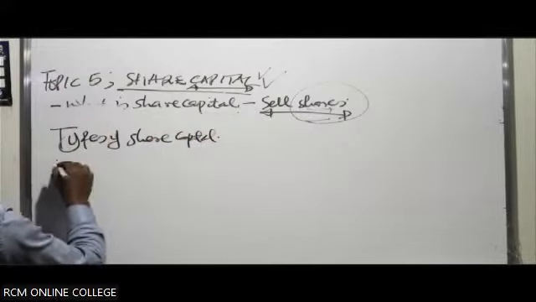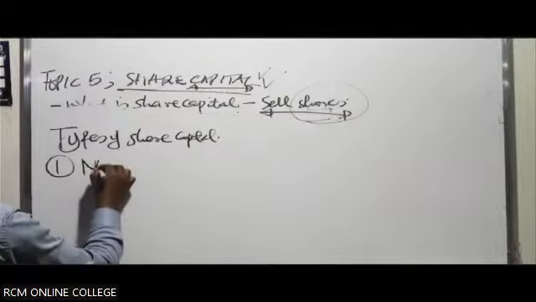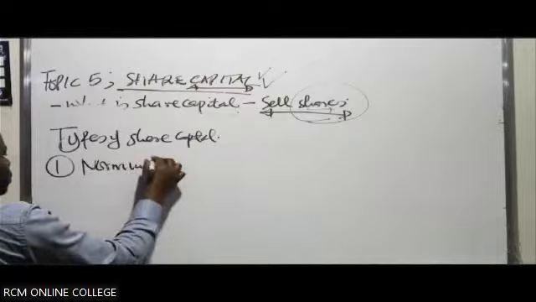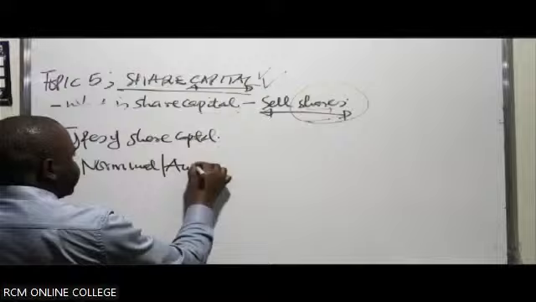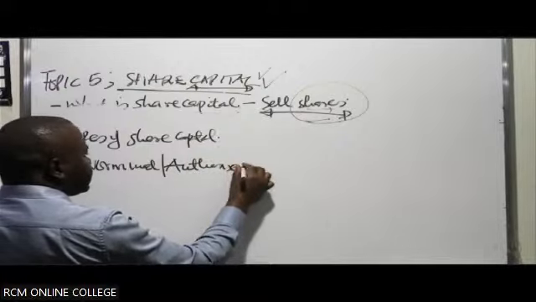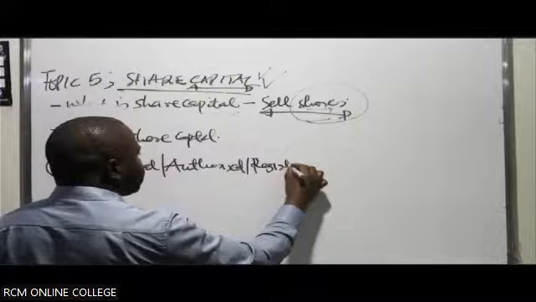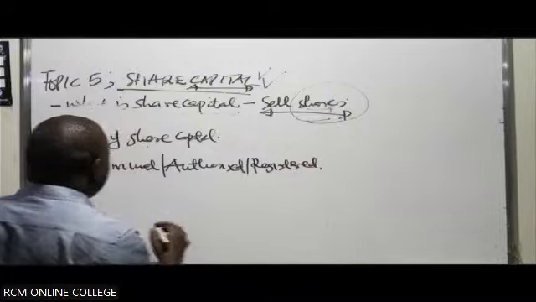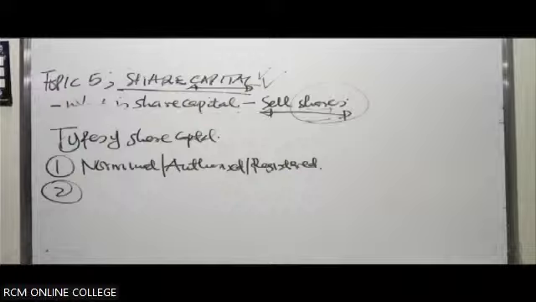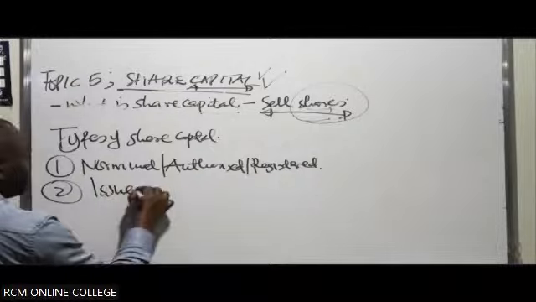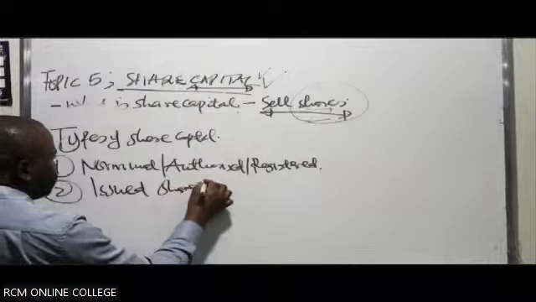Types of share capital. You can have what we refer to as the nominal. Sometimes we call it authorized, sometimes we call it registered share capital. Then out of this, we can have what we call issued share capital.